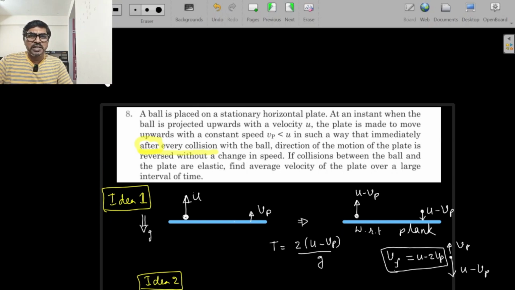Hello everyone, welcome back to another very interesting and important model question. This is also from Pathfinder, a collision-related question. And this idea has been asked many times in JEE Advanced recently. So let me read the question.